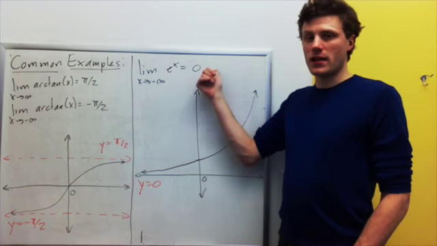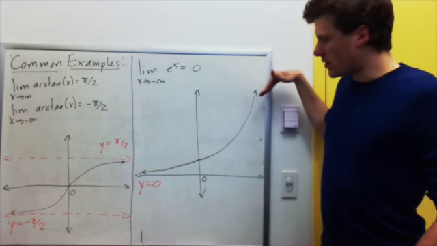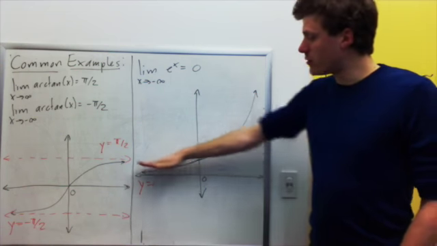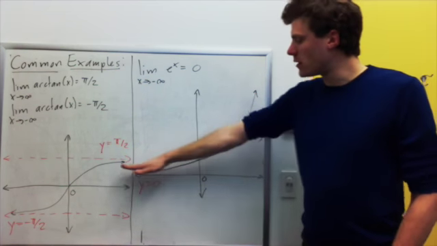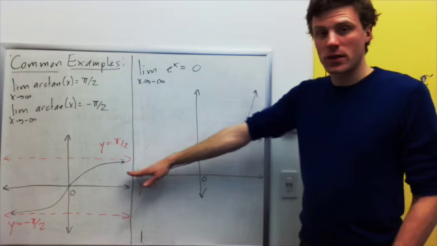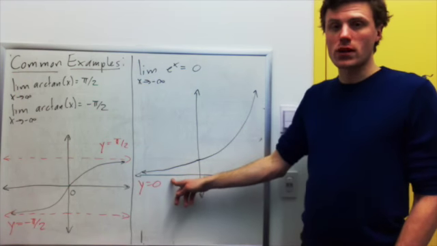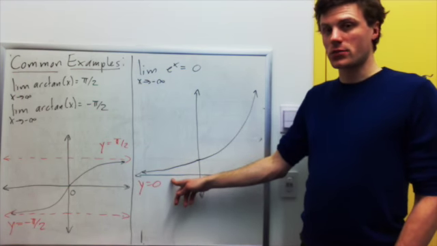Okay. Our second common example is the limit as x goes to negative infinity of e to the x. That limit is 0. That corresponds to the fact that as we approach negative infinity, as we go off to the left, the tail of the exponential function gets closer and closer to the x-axis, the line y is equal to 0.